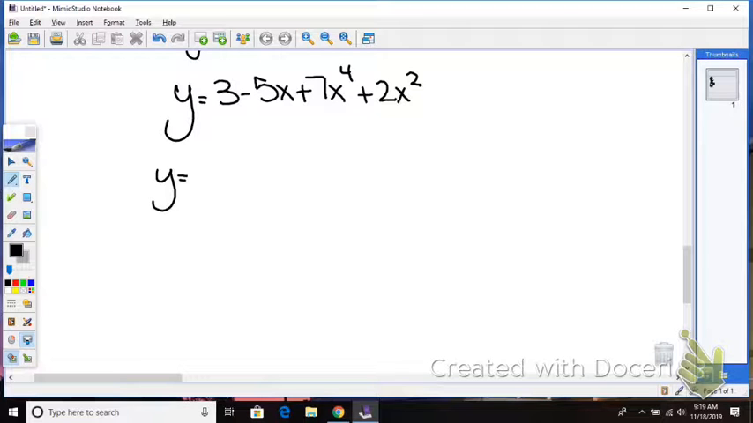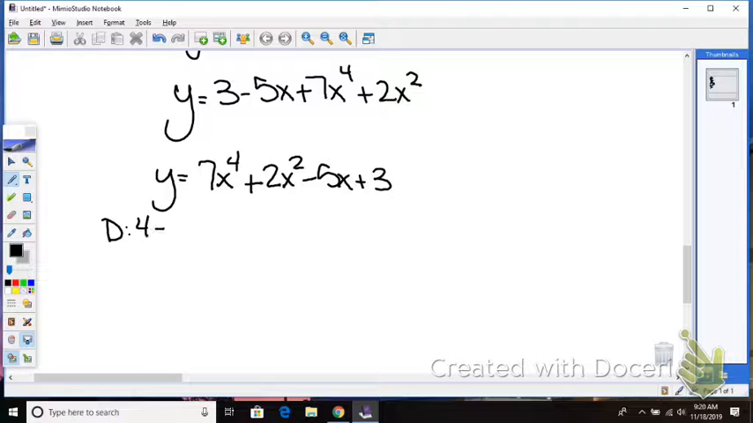What comes first in standard form? 7x to the 4th, and then plus 2x squared minus 5x plus 3. So our degree is what? 4, which is even. And our leading coefficient is 7, which is positive. So even positive gives you what? Two ups. Up, up. Easy enough?